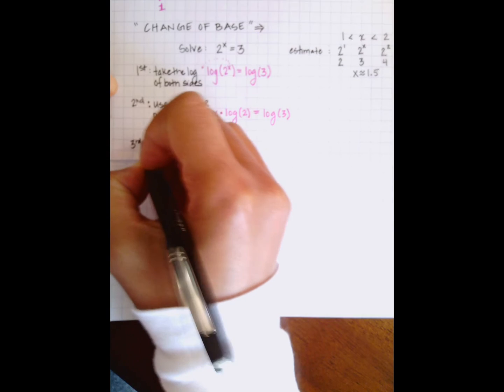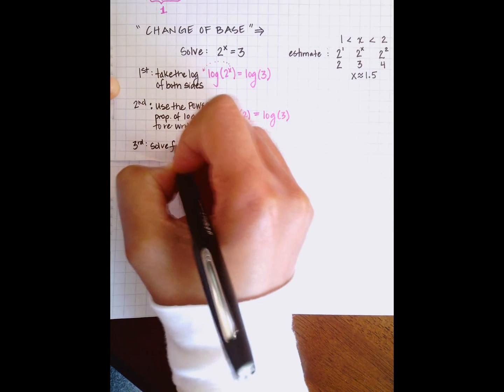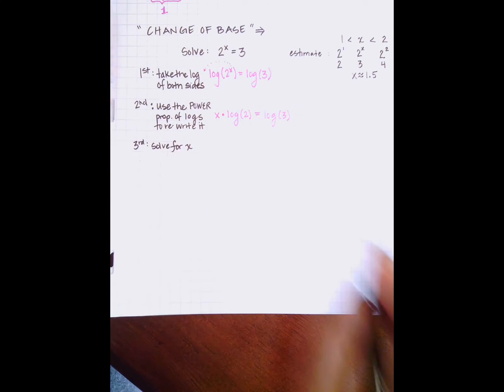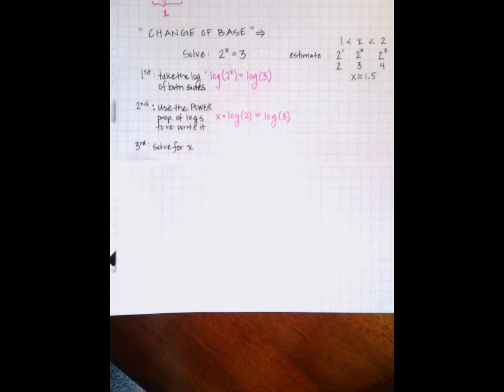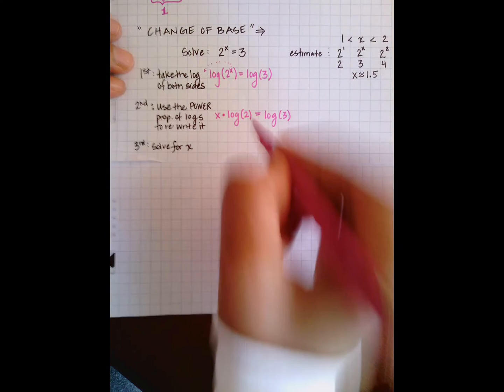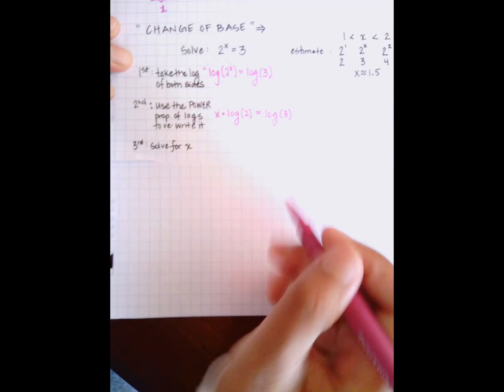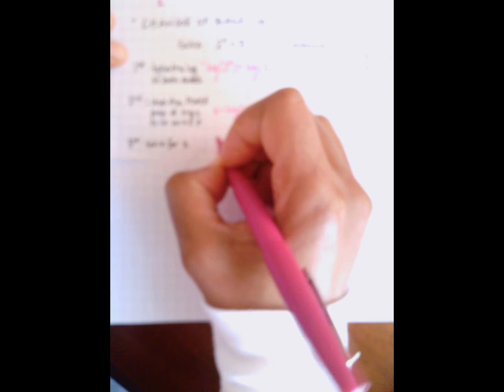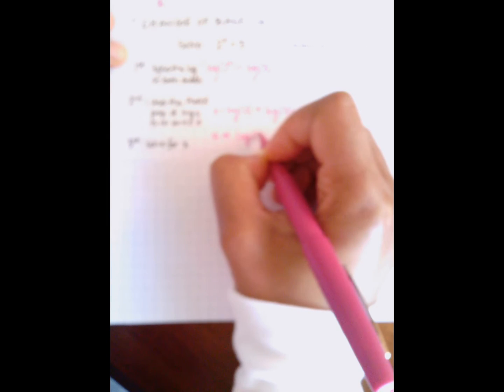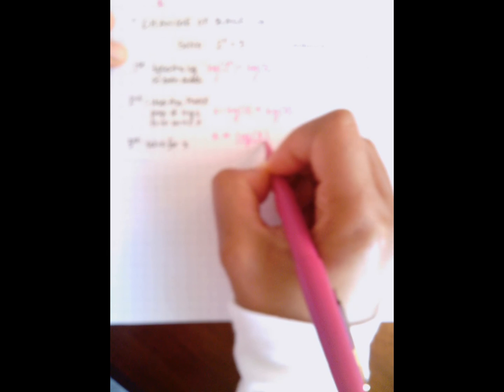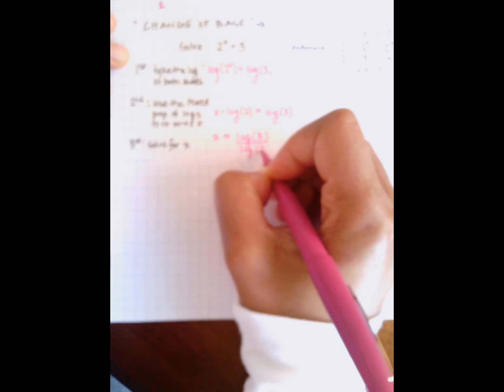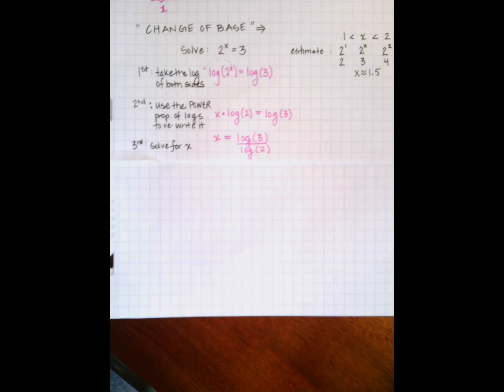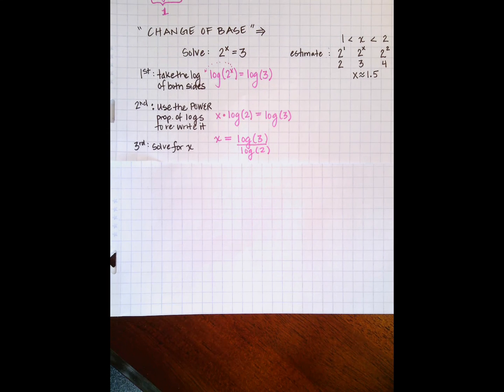So the third step is solve for x. I do that by dividing both sides by log of 2. Again, this is a whole entire factor, and so we need to divide both sides by log of 2. So my final equation is log of 3 divided by log of 2. And that is my final answer in terms of having changed the base. Log of 3 divided by the log of 2.